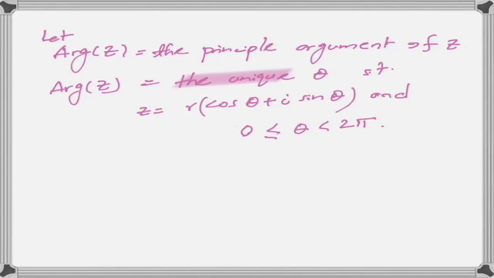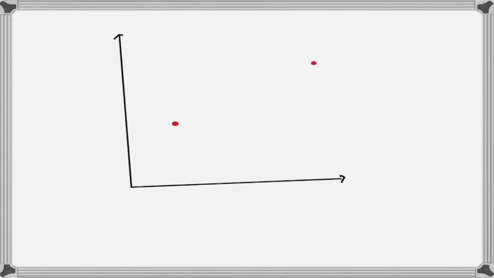plus i sin theta). So again, we will solve this problem geometrically. Recall we have two given complex numbers z1 and z2, and z is a point which lies on the line segment joining z1 and z2.